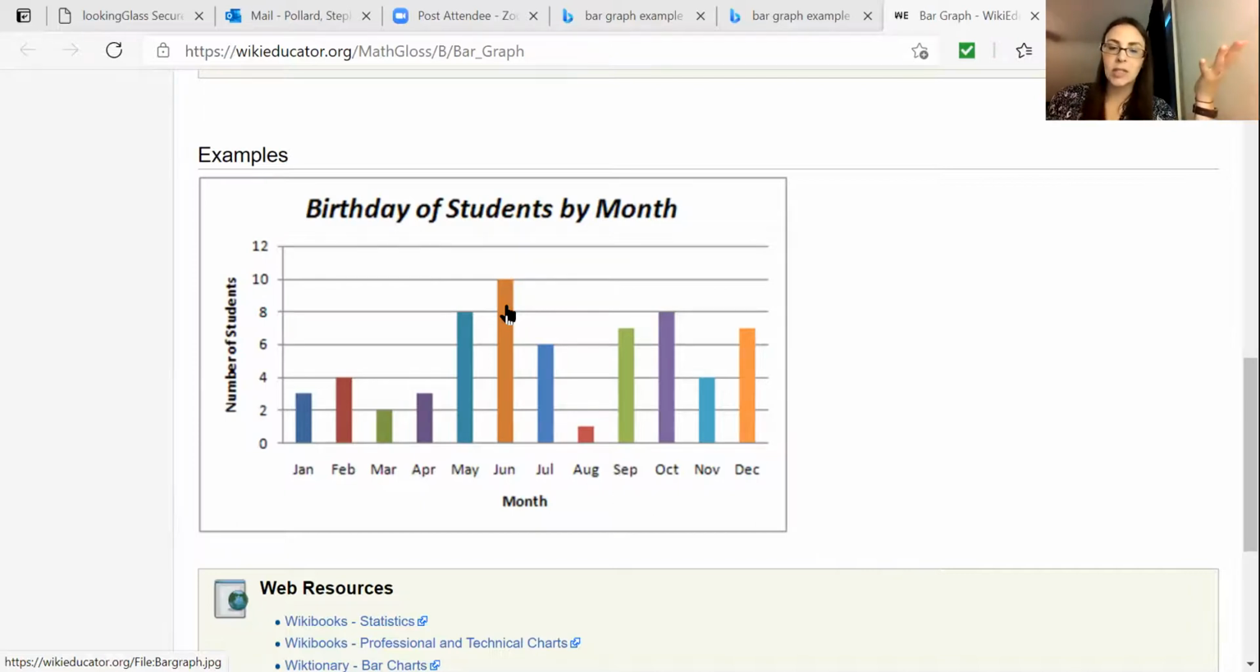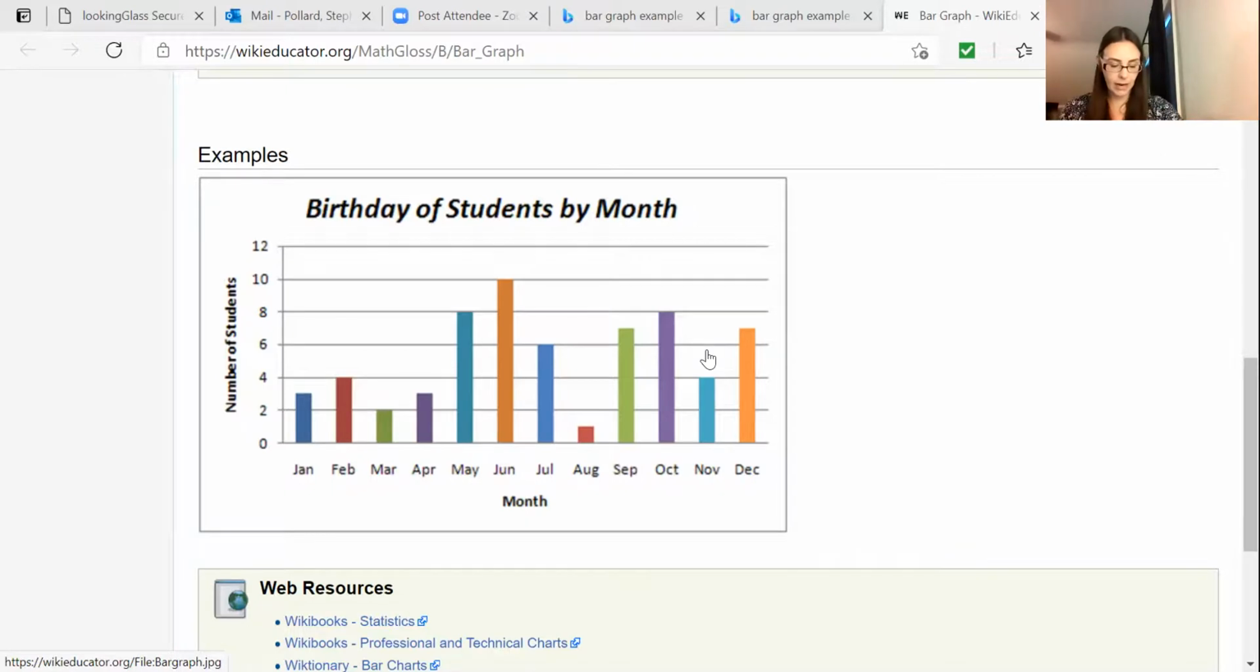So I could ask questions like, how many more students had June birthdays than May birthdays, for instance? So I could see that 2 more students had June birthdays than May birthdays, right? Or maybe I could compare October to November. So I see that I had 8 October birthdays and only 4 November birthdays. So I could say, well, what is the difference between October and November birthdays? 8 minus 4 is 4, so I can answer that question there.